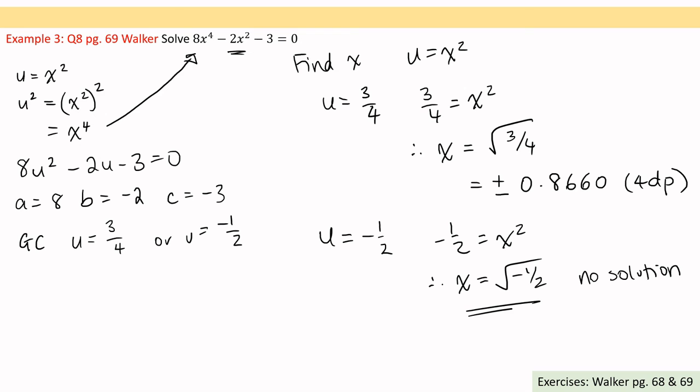Okay, so for this problem here, there are just the 2 solutions, which are plus and minus 0.8660. There could have been up to 4 solutions here. We know that because we've got x to the power of 4 here, but because we cannot square root a negative, we've only got the 2 solutions there.